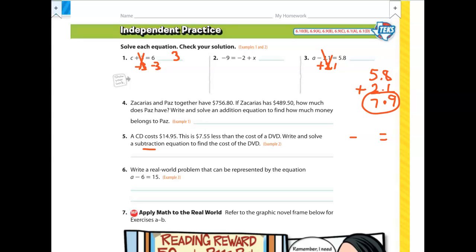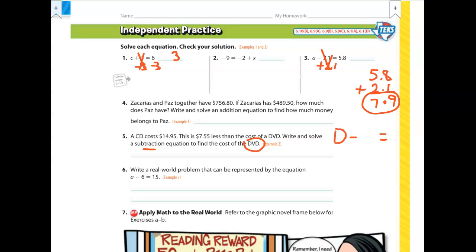So the CD is less than a DVD. So the DVD is what we don't know. Right here, we need to find the cost of a DVD. So I'm going to use the variable D. Now, what am I going to subtract from D? Go ahead and answer that for me.